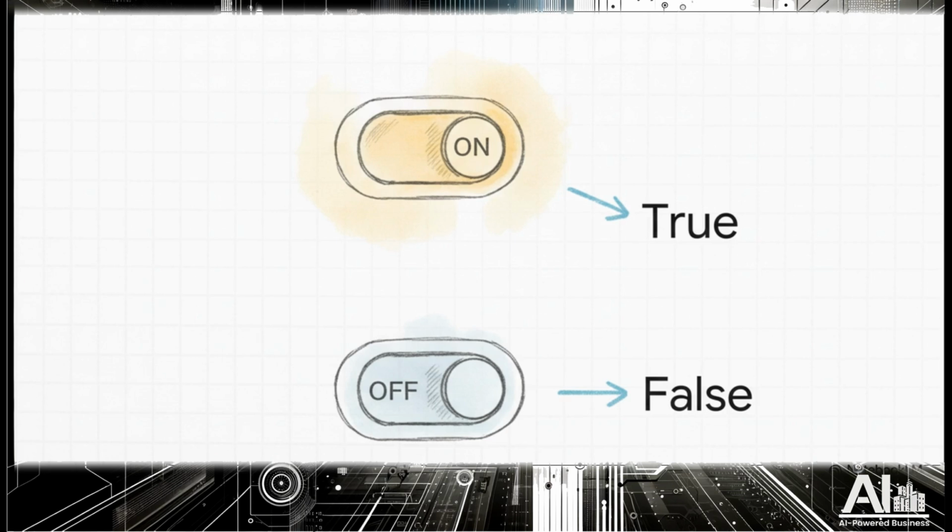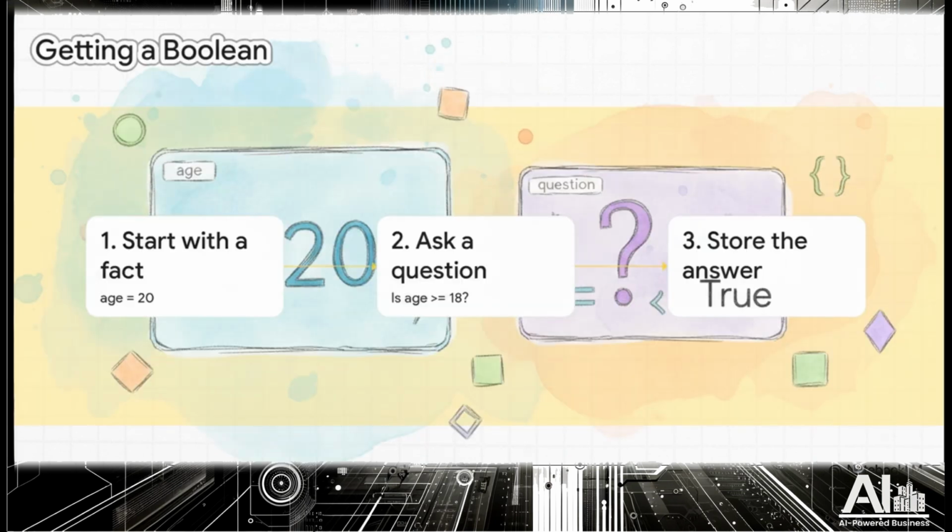You have to capitalize them. You use Booleans to represent things that are black and white, yes or no, on or off. But here's where it gets interesting. You don't always have to type out True or False yourself.